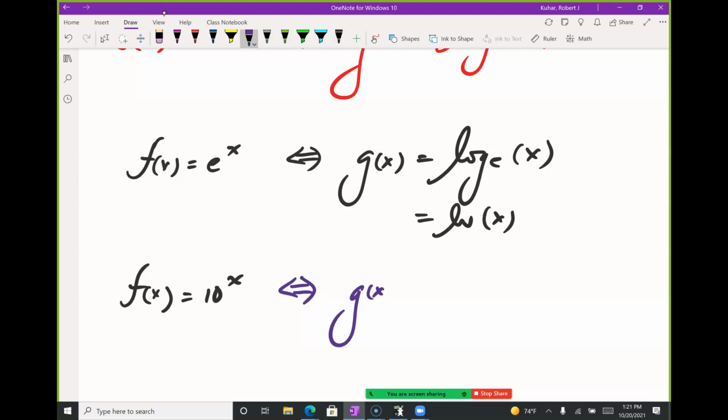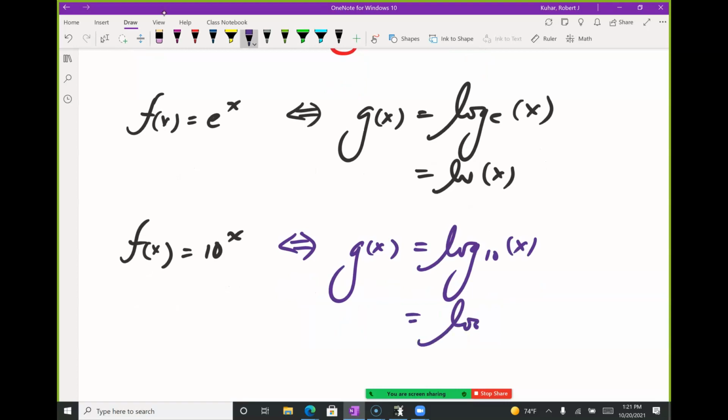So here g of x would be log base 10 of x, but it's kind of silly to say that, so we just call that one log of x. So when you see those two, ln of x and log of x, know it's base e and base 10.